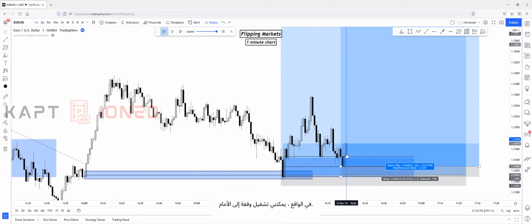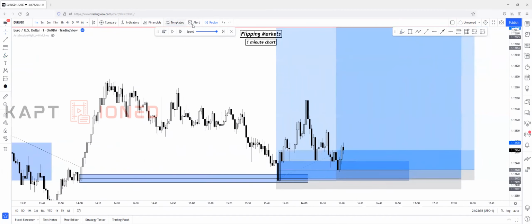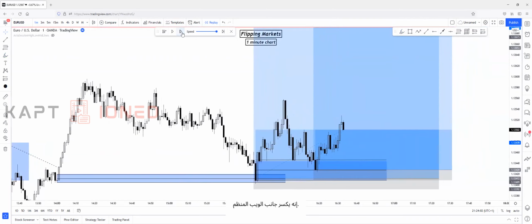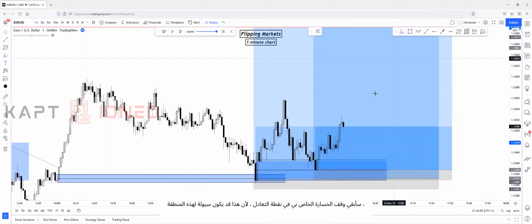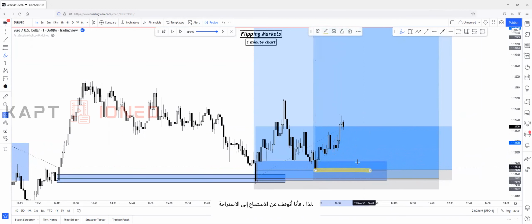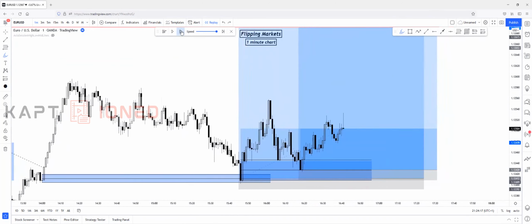Actually, I can play price forward. Okay, so let's just play price forward. As you can see, it's breaking structure to the upside. I will keep my stop loss at break even because this could be liquidity for this zone. So I'm keeping my stop loss at break even. If this high breaks, I will move my stop loss. Let's see what happens.